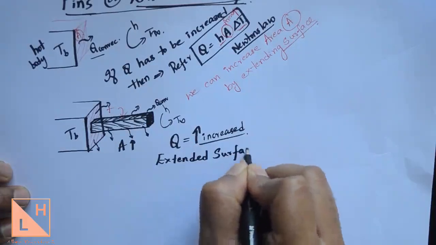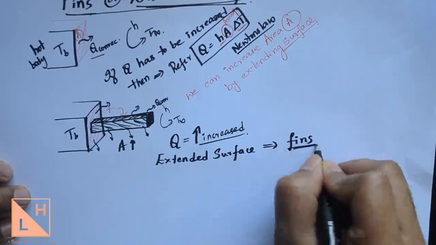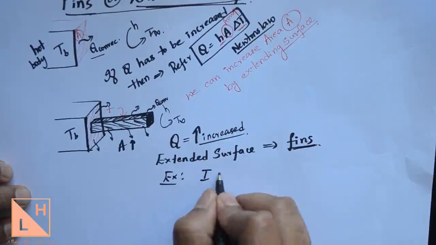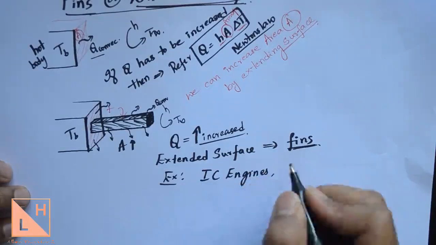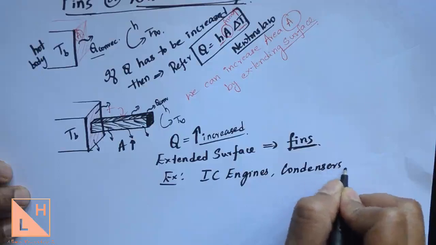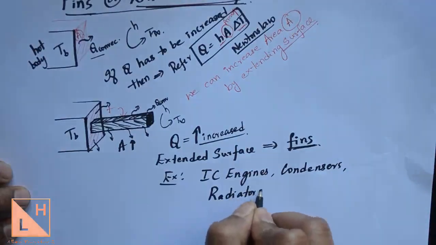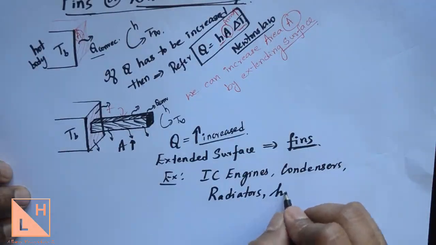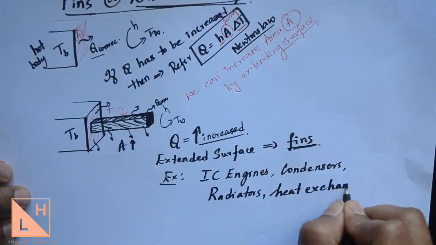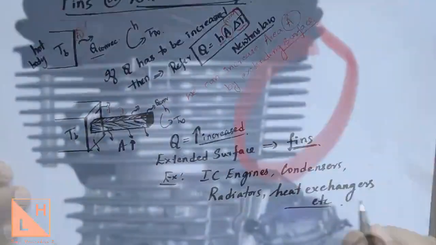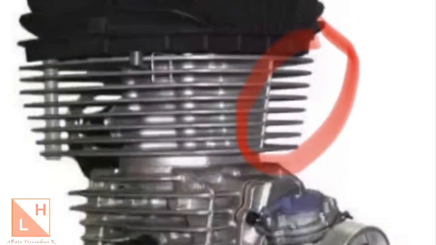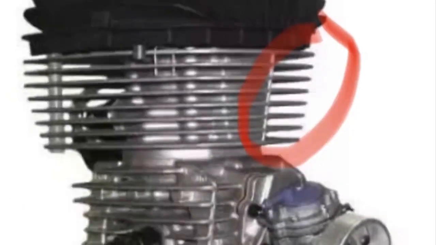This extended surface, which is causing the Q value to be increased, is called fins. Some of the examples we can see of fins are in IC engines, condensers, radiators, and also in heat exchangers. These are some components where the heat has to be exchanged at a rapid rate, or the cooling has to happen at a rapid rate.